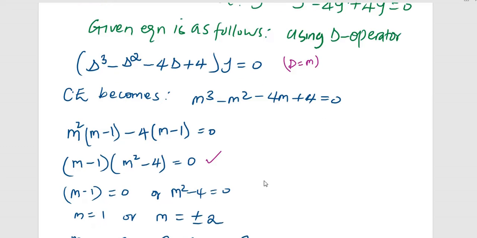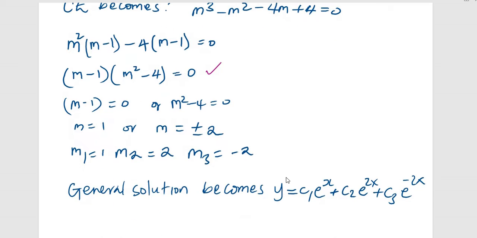Therefore, m minus 1 is equal to 0, or m squared minus 4 is equal to 0, which gives me m is equal to 1, or m is equal to plus or minus 2. Which means m1 is equal to 1, m2 is equal to 2, and m3 is equal to negative 2. The general solution for this differential equation becomes y is equal to c1 e to the x plus c2 e to the 2x plus c3 e to the negative 2x.